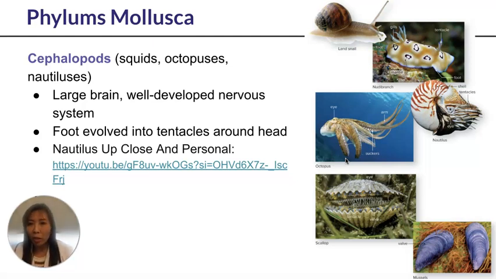They also a lot of times will have a foot that evolved into tentacles around the head. So here you can see the tentacles that kind of evolved, as well as right here, what used to be a foot you can see has evolved into a tentacle. And so here is this cute little video of this nautilus that you can actually see swimming around. If you go to the Monterey Bay Aquarium, you can also observe a lot of different cephalopods. They have octopus there, they have squids there, and they also have this nautilus.